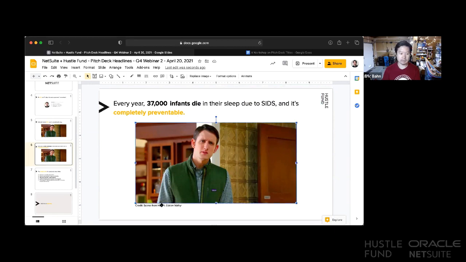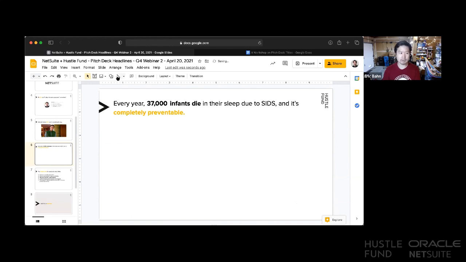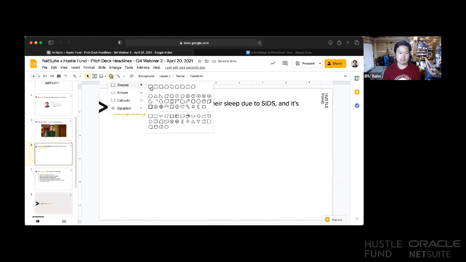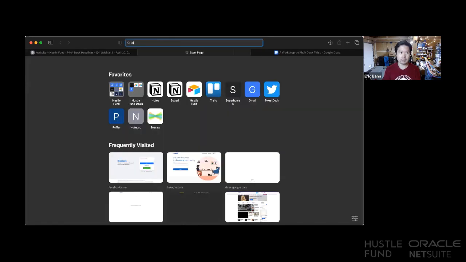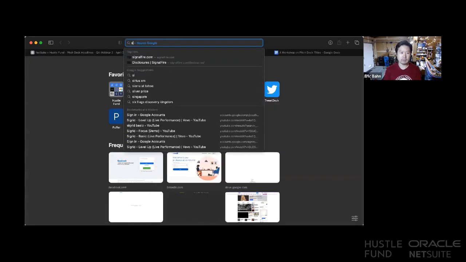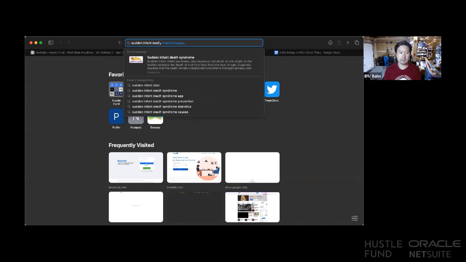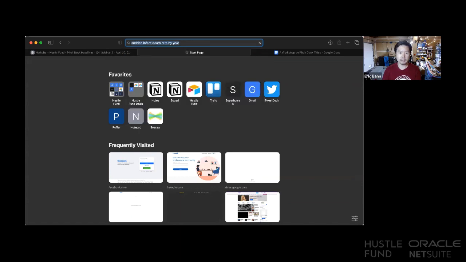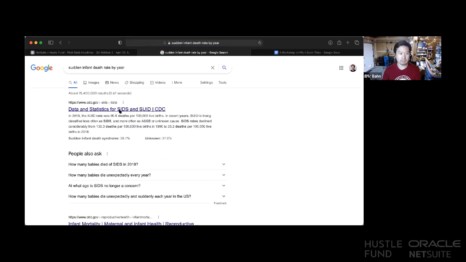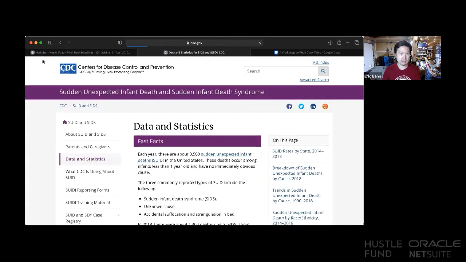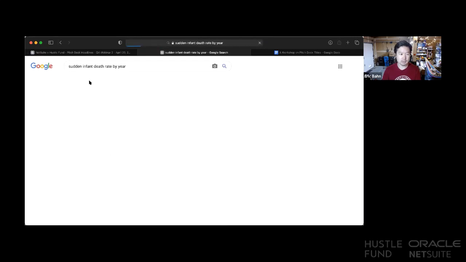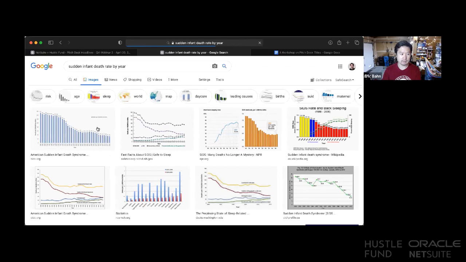In terms of this thing here, what I would probably do is try to find some data. Let's try to do some in real time. So sudden infant death rate by year, right? So maybe there's a chart by the CDC. Perhaps I can actually go to Google Images here and let's just use this one.